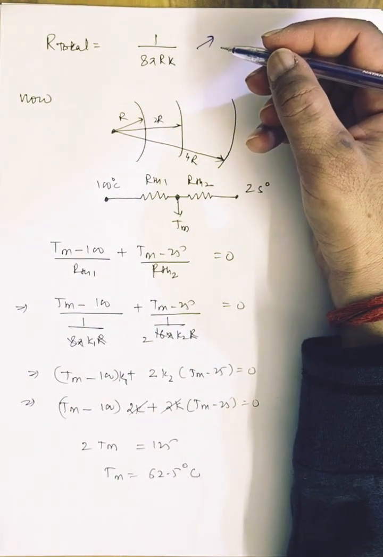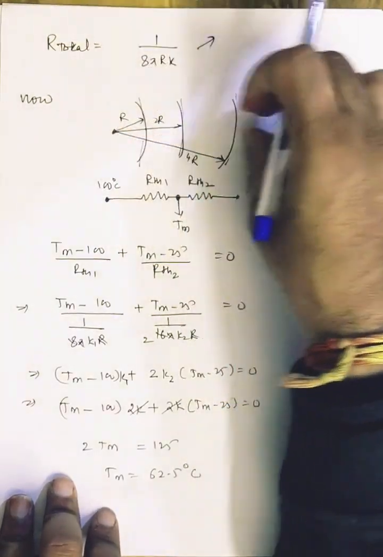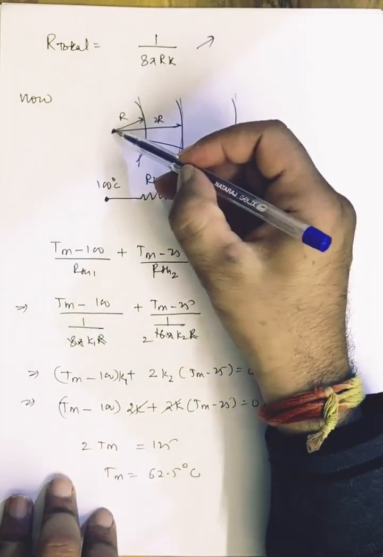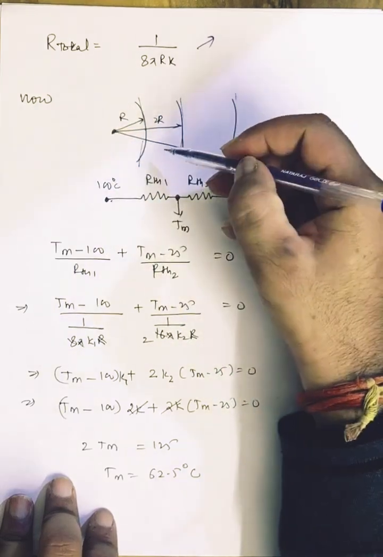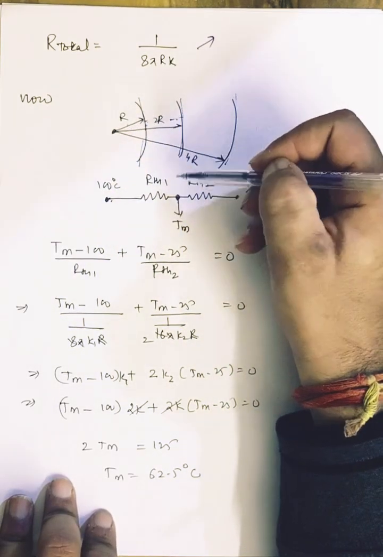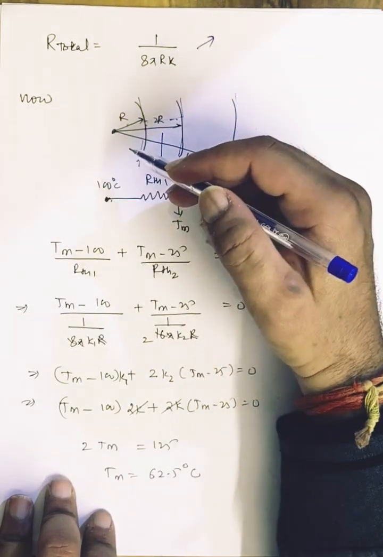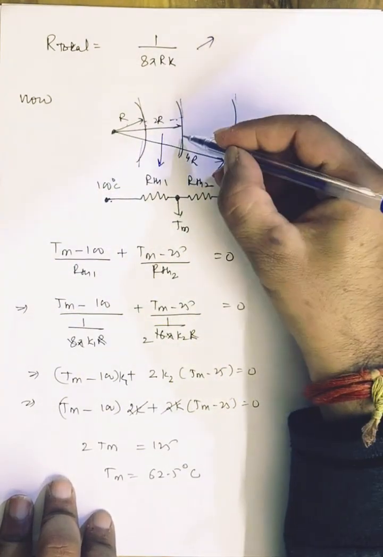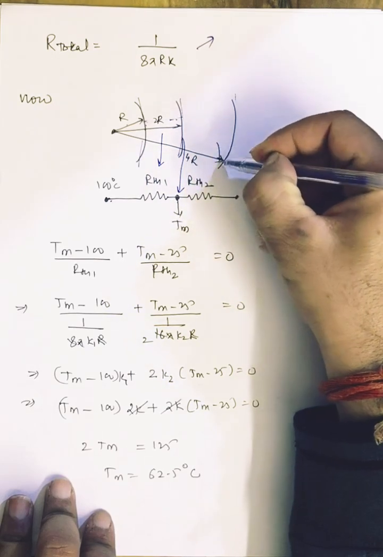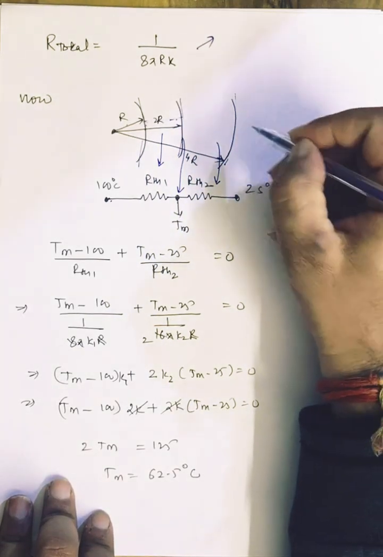Now let's come back to the real question. This was R, this is 2R, this is 4R. So I'm converting it into a resistance diagram where the inner temperature was given as 100. This is the first part, R to 2R, so correspondingly I've drawn thermal resistance 1, which we have calculated on the previous page for each part. Then this is asked, which is Tm, and again this part is thermal resistance 2, and the other side is at 25 degrees centigrade outside.